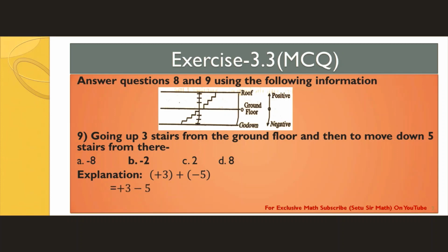So +3 plus -5, and if we get the result that would be the desired result. So +3 and -5, plus and minus, that would be minus. So we have to subtract 3 from 5. Let's see, -2 is the desired answer. Plus and minus, that would be minus. And why is it a minus sign here? Because the bigger number's sign is minus in here. That's why the result is minus in here.